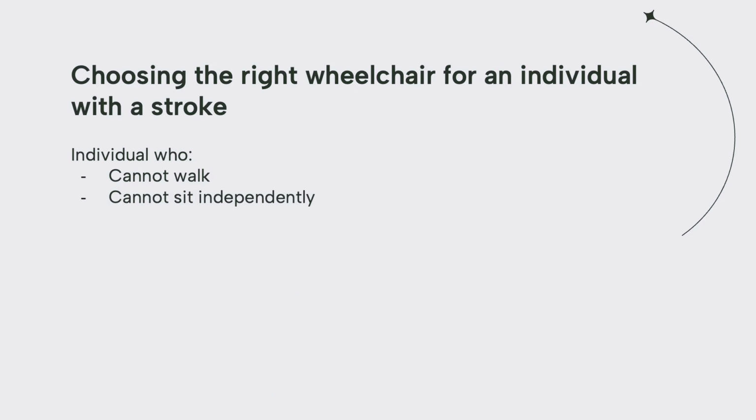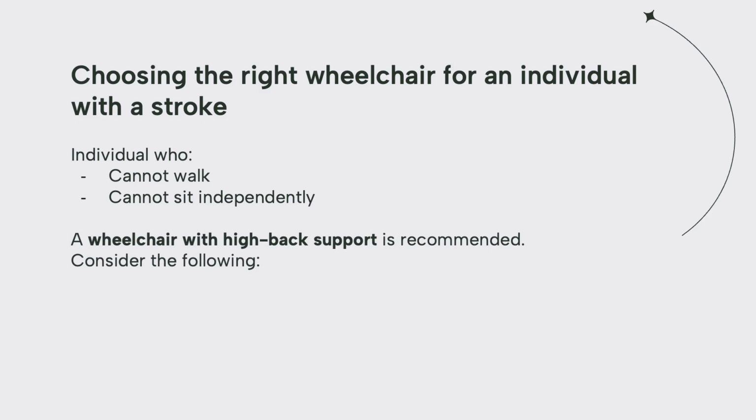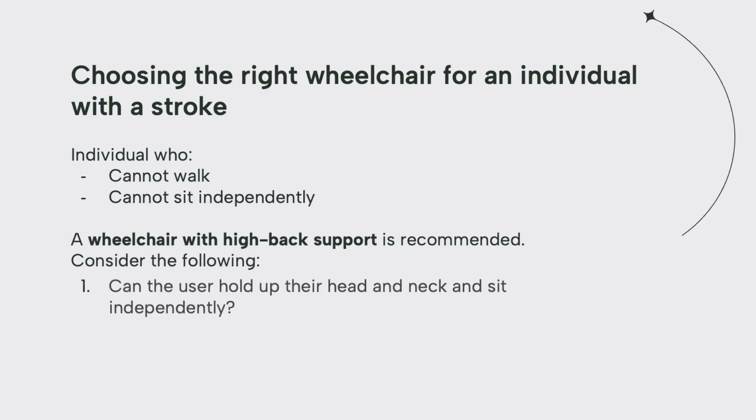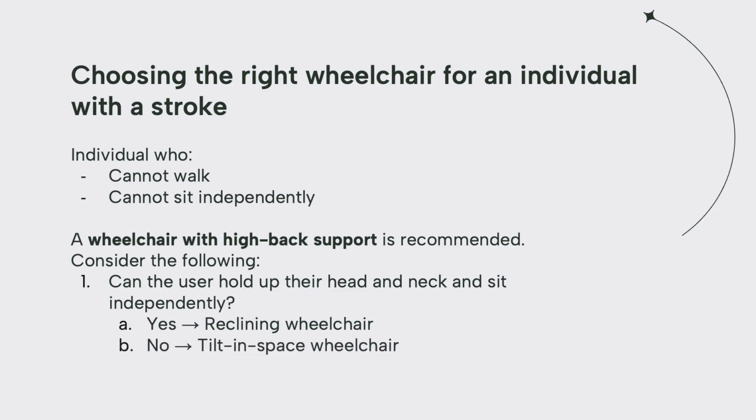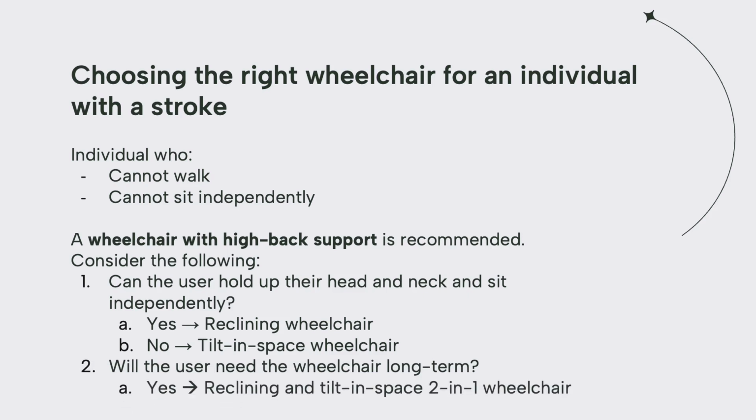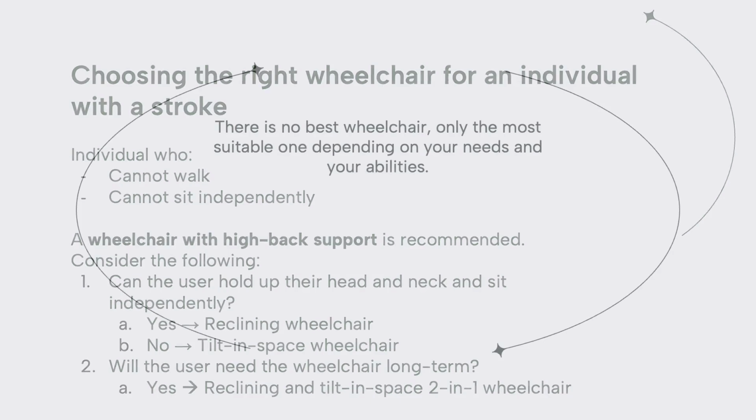If an individual cannot walk or sit independently due to their stroke, then a wheelchair with a high back support may be recommended. Consider the following questions. Can the user hold up their head and neck and sit up independently? If they can, then a reclining wheelchair may be most suitable. If they cannot, then a tilt-in-space wheelchair may be helpful. This type of wheelchair helps the user relieve some pressure on their bottom and also allows for easier repositioning. Lastly, will the user need the wheelchair long-term? If so, then a reclining and tilt-in-space wheelchair with both features may be best.